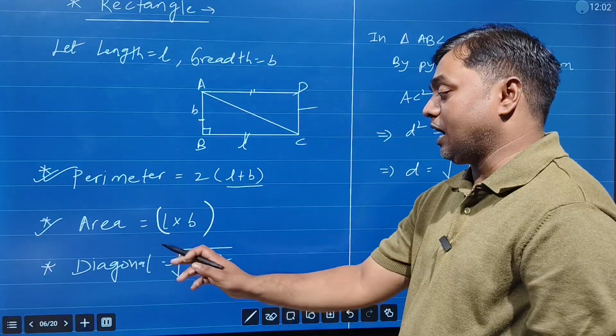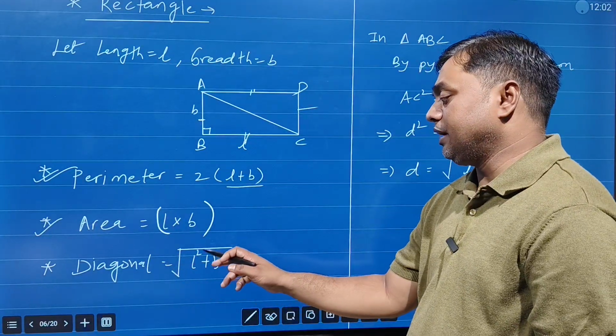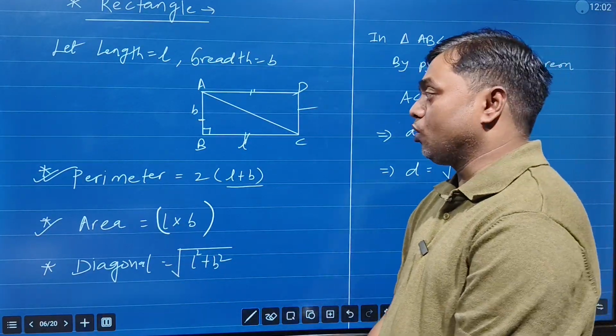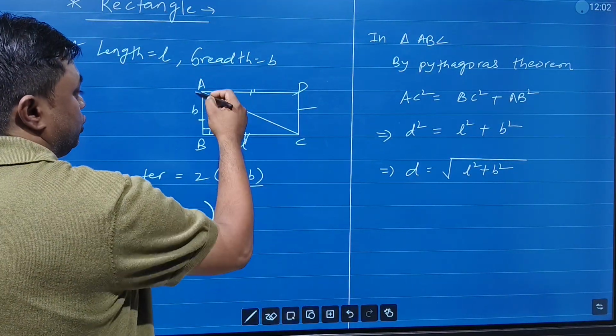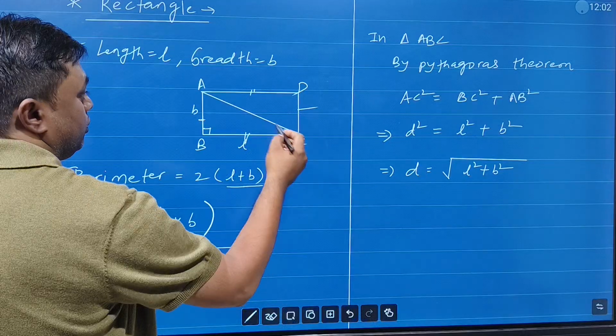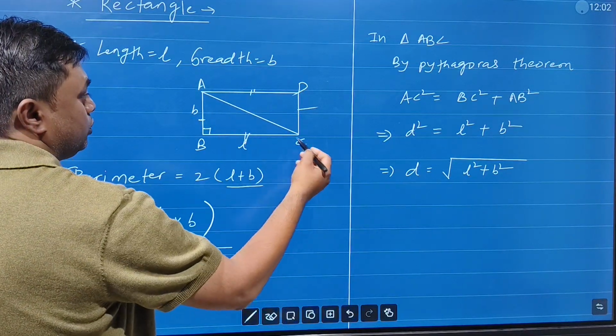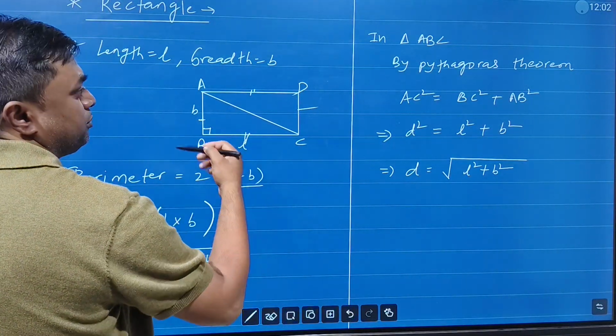And if you want to find the diagonal, the diagonal is equal to root under L square plus B square. How can you find the diagonal? We can apply the Pythagoras theorem in this triangle ABC. So AC is the diagonal, yes or no? So can we write AC square is equal to L square plus B square?